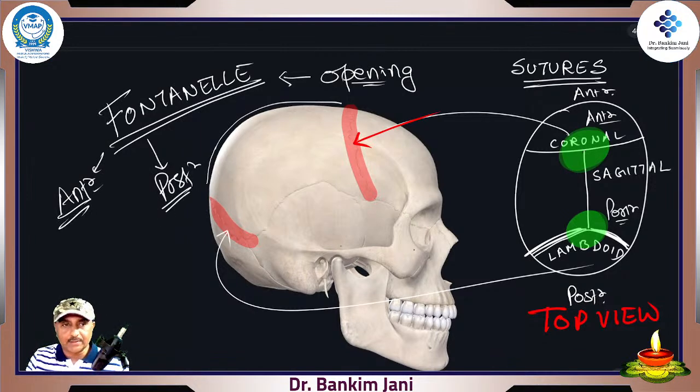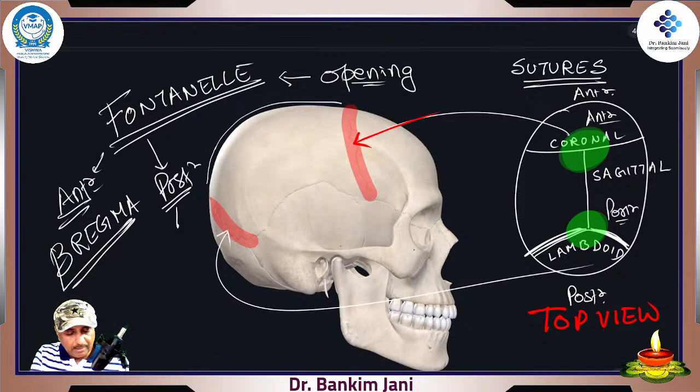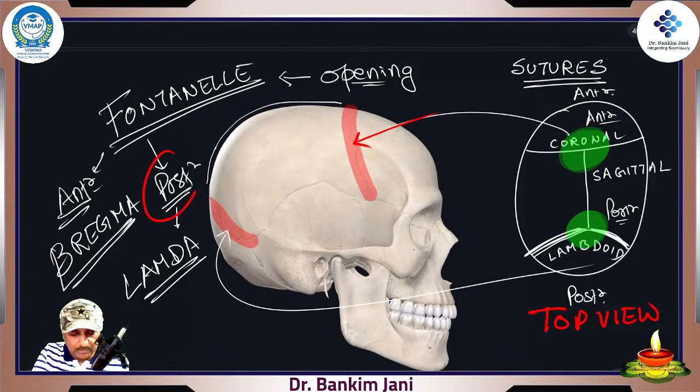The anterior fontanelle is also called bregma, right? And this posterior fontanelle is also called the lambda. Which fontanelle closes first? Remember, that could be the question. It is the posterior fontanelle which closes first. So that's like an arrangement.